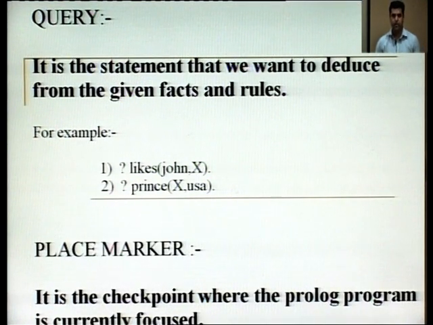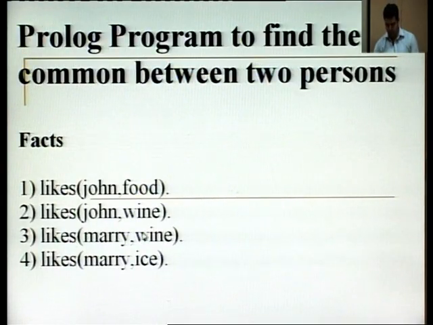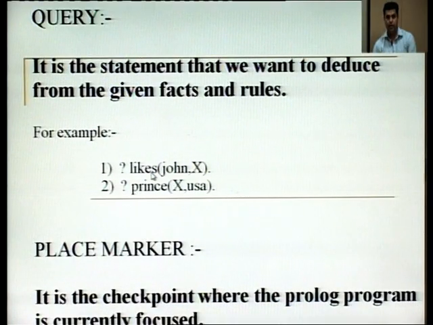Let us again do in detail what are the different queries we can put with Prolog. A query is a statement that we want to deduce from the given facts and rules. For example, if we want to check what are the different things that John likes, you can put a query like likes John comma X, and we will get the different values of X. Who is the prince of USA? Here we can get the value of this variable X.